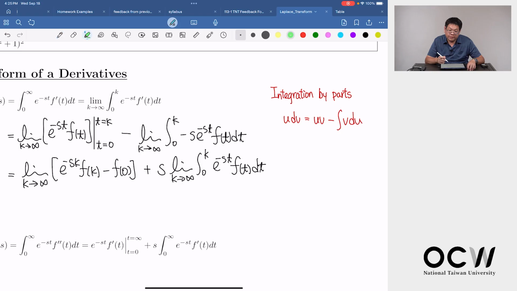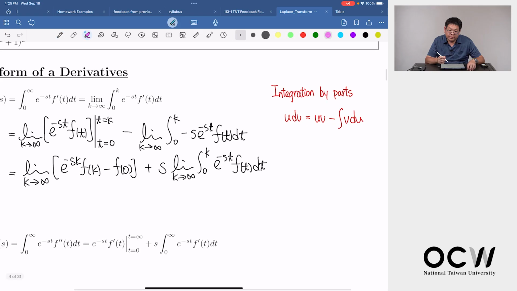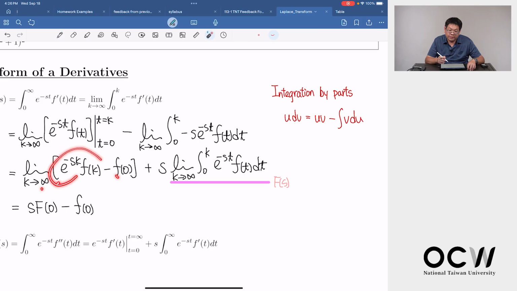First, what is this part? That is just the Laplace transform F of s. So finally, you have s F of s minus the function f at 0. Because when k goes to infinity, this is 0, so we keep that term.